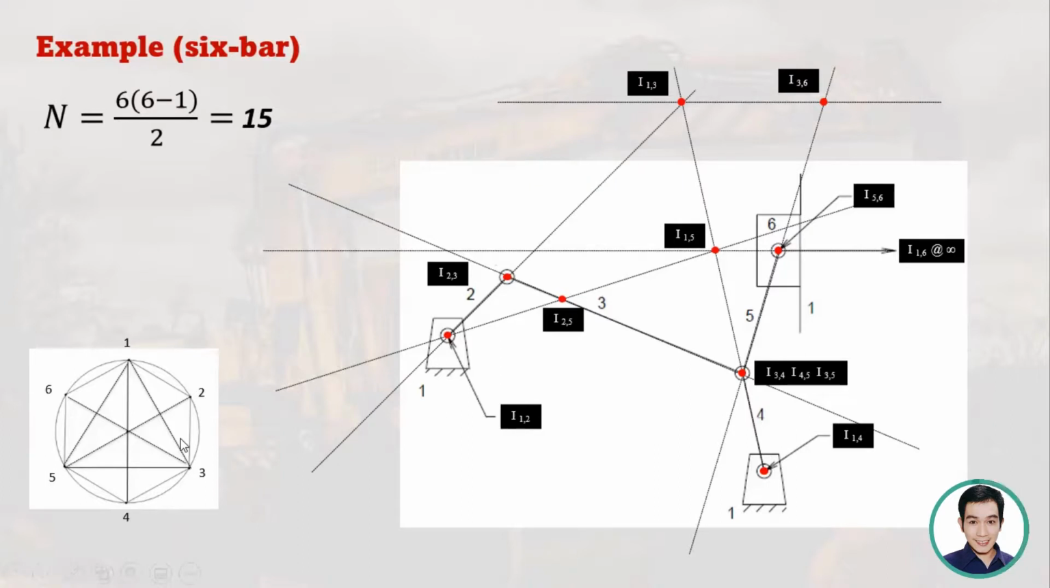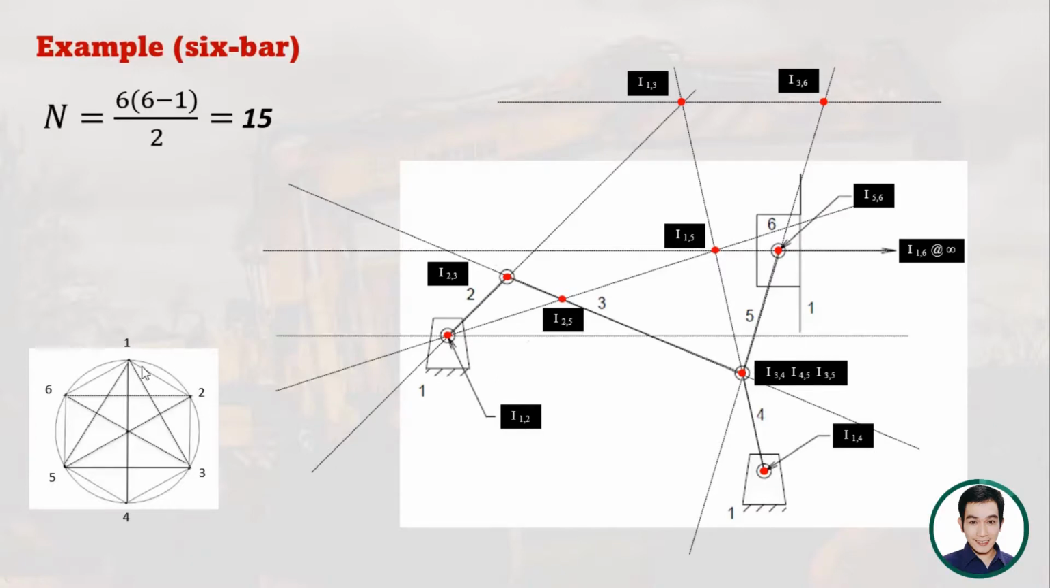And then another IC is the 2,6. So for the sides of 2,6, we have the triangle 1,2,6 and another triangle 2,3,6. So we locate first 1,2. So this is 1,2. And since 1,6 is infinite, it should be horizontal. It should be perpendicular to the 1,6 infinity.